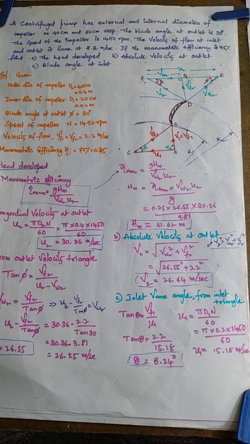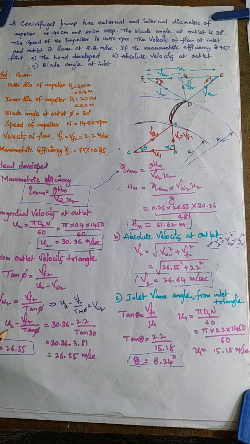Since Vw2 is in minus sign, take this one to the other side and this parameter to the left side. You will get Vw2 equal to u2 minus, when it is taken to this side, minus, and when this parameter is taken to the other side, minus will become plus. So that is why Vw2 equal to u2 minus Vf2 by tan phi.